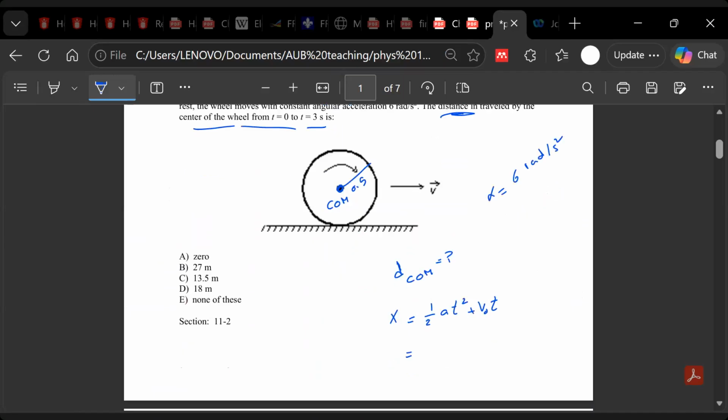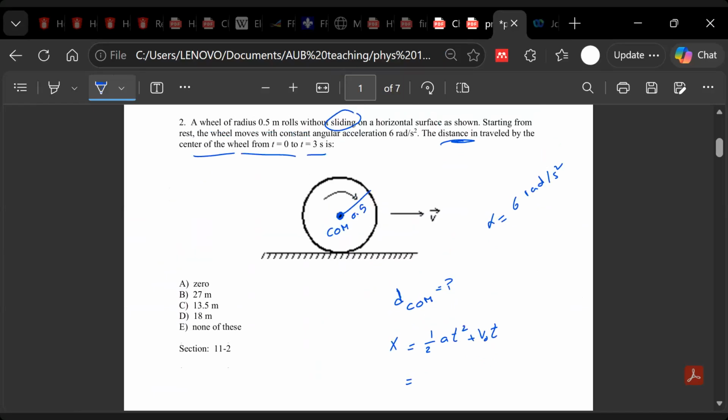Okay, let's see what we have. It starts from rest, so v0 is going to go. Alpha is equal to a over R. Excellent. So a is going to be alpha times R. This is 6 times the radius, which is also given. So I got 3 here. So I'll just plug in half times 3 times, and the time is 3 seconds squared. So this is going to be 13.5 meters, answer B.